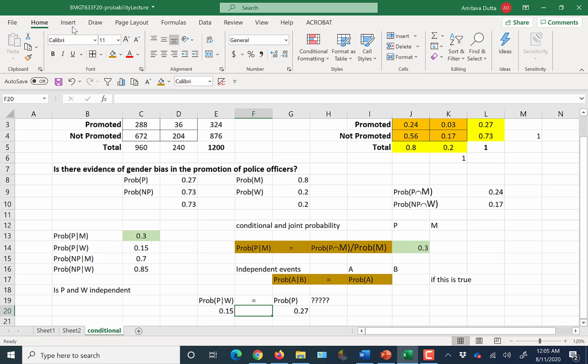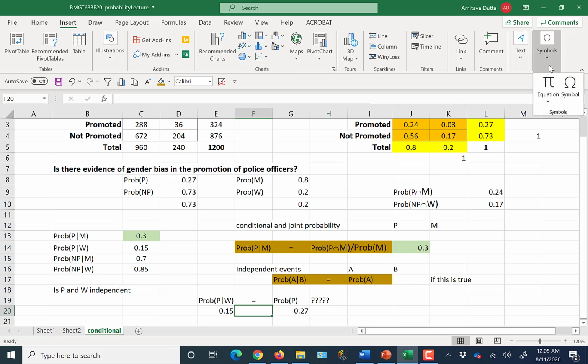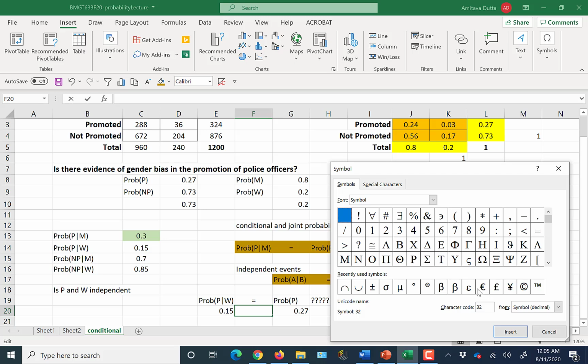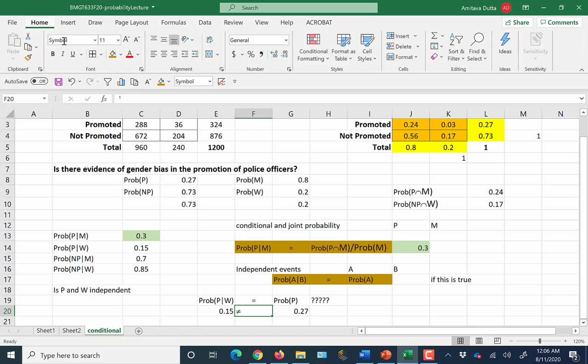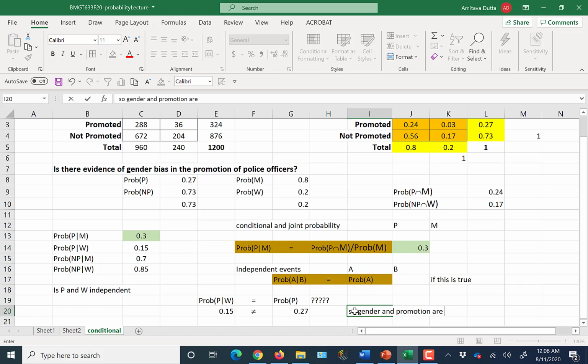Let me see if I can find the symbol for not equal to. Here we go. Is not equal to. So 0.15 is not equal to 0.27. So gender and promotion are not independent.